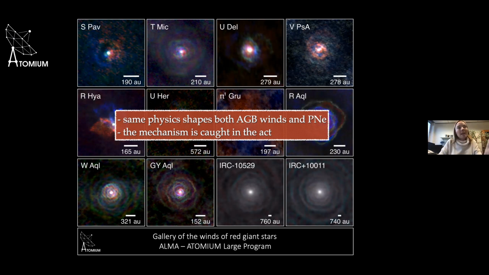So the mechanism is already acting much earlier. And well, then this ATOMIUM project, which I have only barely introduced to you, that's an ALMA large program. It was granted 130 hours of observational time. And together with some 35 to 40 people in the consortium, we have been working on this data. We have used the telescope in various setups to observe 17 stars.